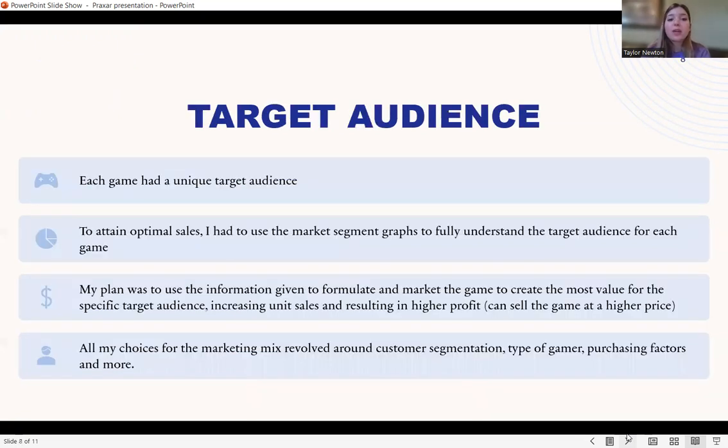236,755. When it came to the target audience, each game that I had to release had a very unique target audience. So to attain optimal sales, I used the market segment graphs to fully understand the target audience for each game. My plan was that I used the information given to formulate a specific marketing mix to create the most value for the specific target audience, which would increase my unit sales and would result in a higher profit. All my choices for the marketing mix revolved around customer segmentation, type of gamers, purchasing factors, and more.